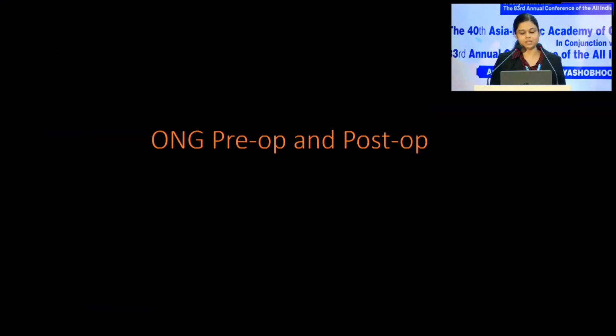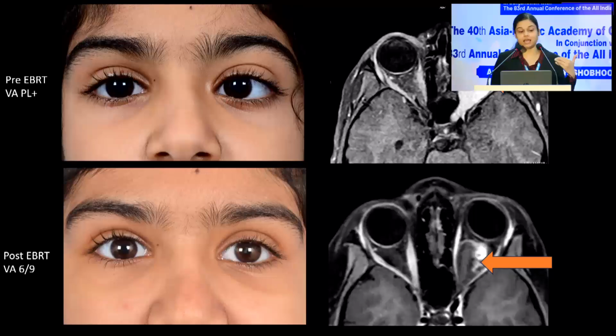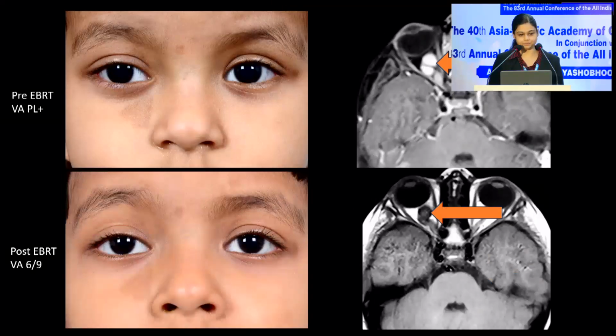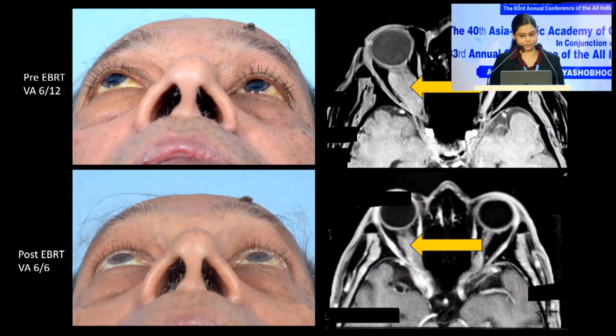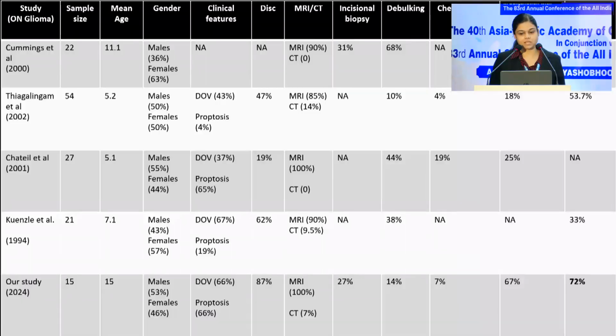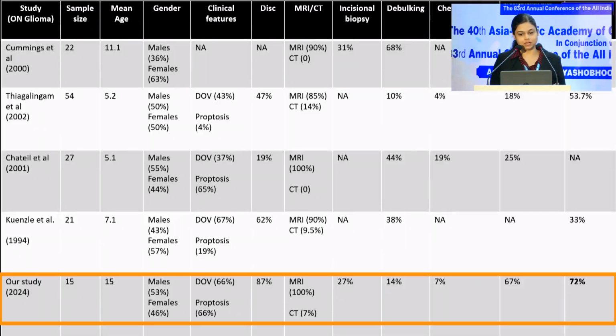So let's have a look at a few of our patients. First, a glioma patient who had excellent vision, and also there was significant reduction in the tumor volume after EBRT. Same for the meningioma patients as well, pre-EBRT and post-EBRT images. So our study, how does it stand out from the others?